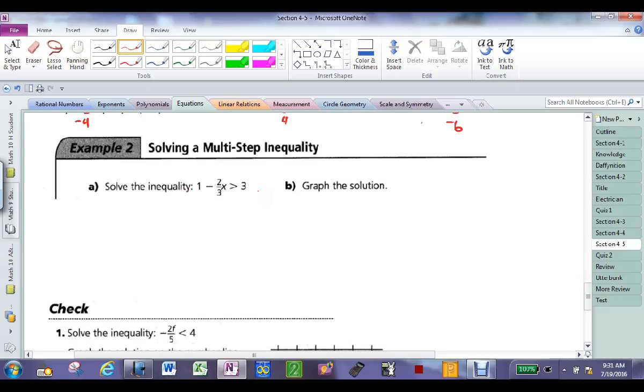Here we go. First, I want to solve it. As always, what is my job when I see a variable? Get it by itself. Get it by itself. Do I start at the variable or away from the variable?